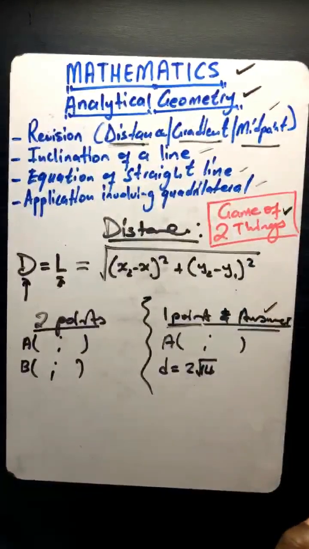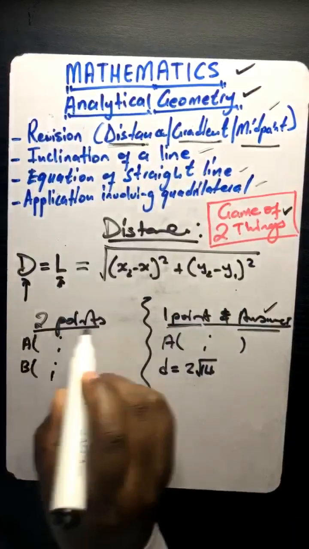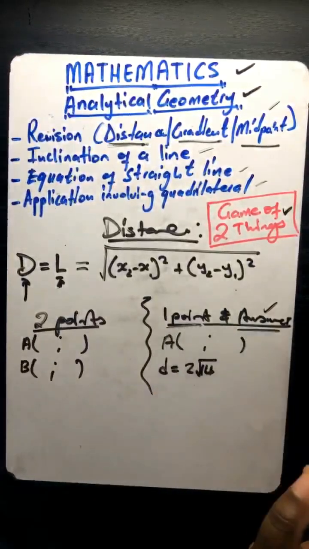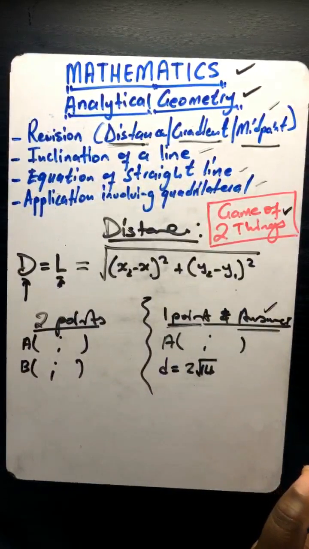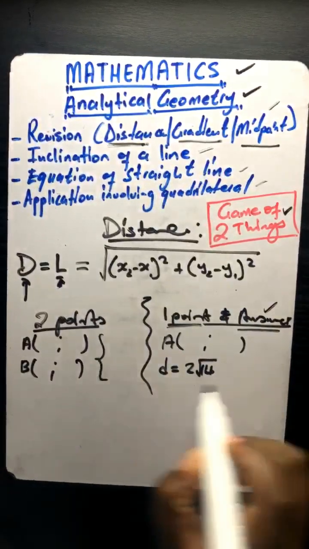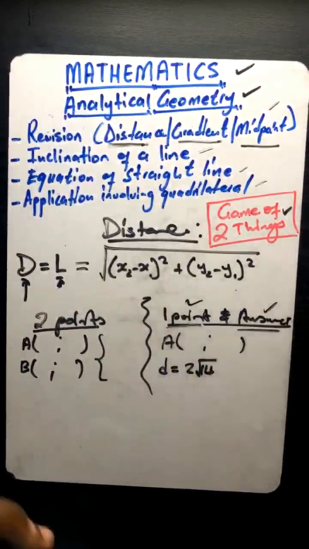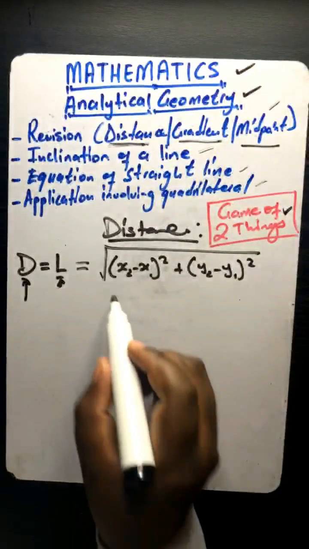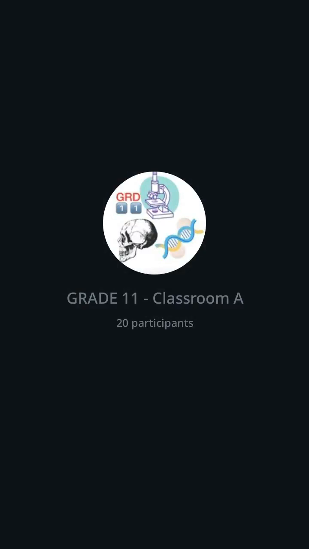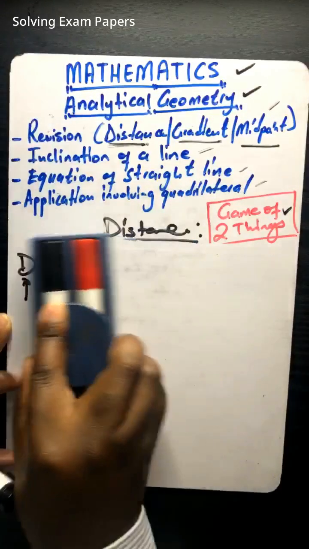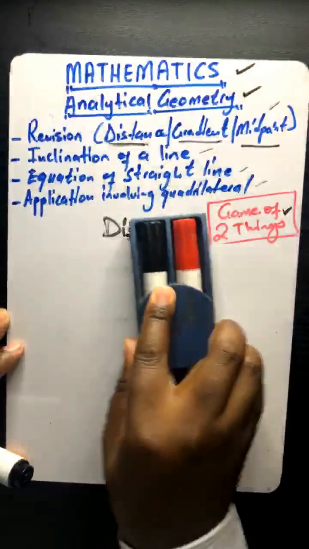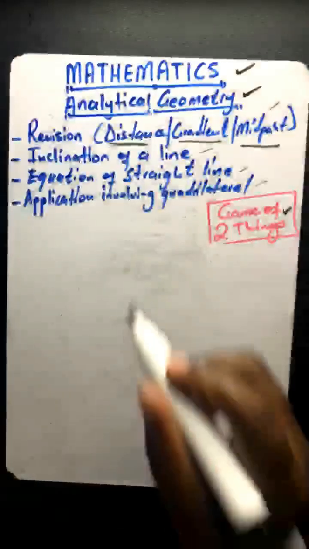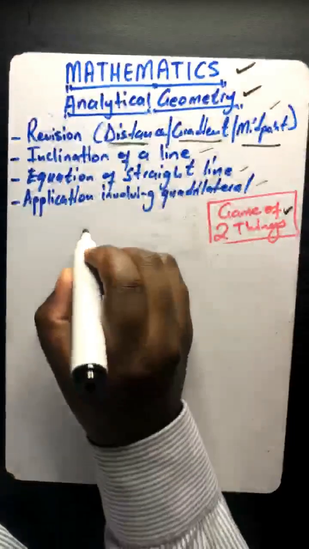When we say a game of two things, we are not saying 2 points or 1 point and an answer. We are saying two things. What are those things? It could be 2 points, it could be 1 point and an answer. Very, very much important, ladies and gentlemen, that you remember that at all times. So that's all that I wanted you guys to be aware of regarding the distance formula. I'm pretty sure that you do know how to apply that. So very quickly, let's move on to the second part, being the gradient.